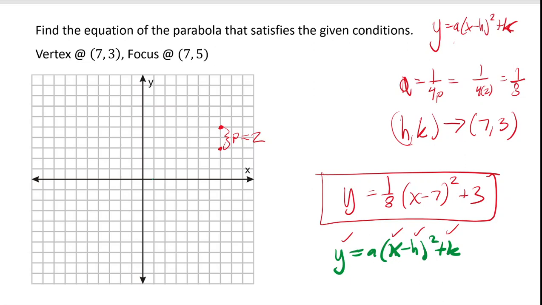Anyway, hopefully this was a pretty useful video. There's a lot of information here. I really enjoyed parabolas. I really enjoyed the other conic sections too, and I hope that this video maybe made you do that as well.